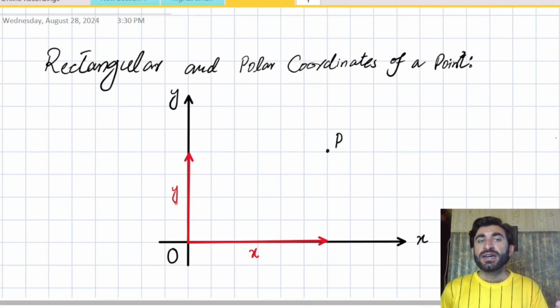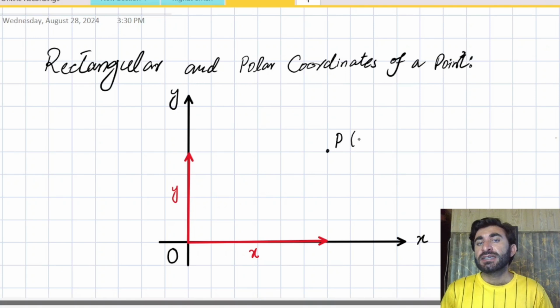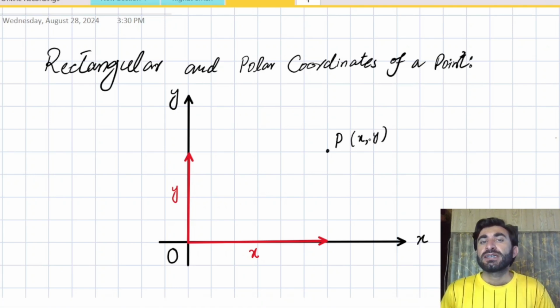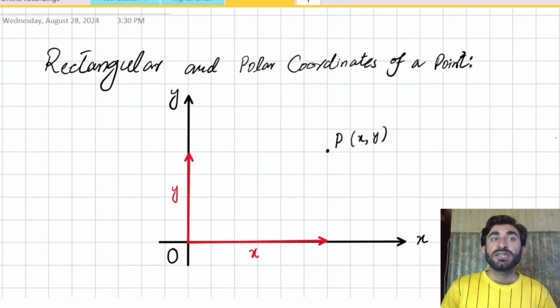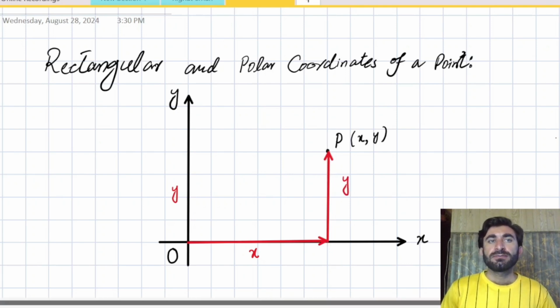So these x and y are named as the rectangular coordinates of the point, and we write it as x, comma, y, because the horizontal coordinate is always written first and the vertical is written after that. So these are known as the rectangular coordinates of the point. We can also show the y coordinate over here, right after the x coordinate as well. That is also a way to show this one.